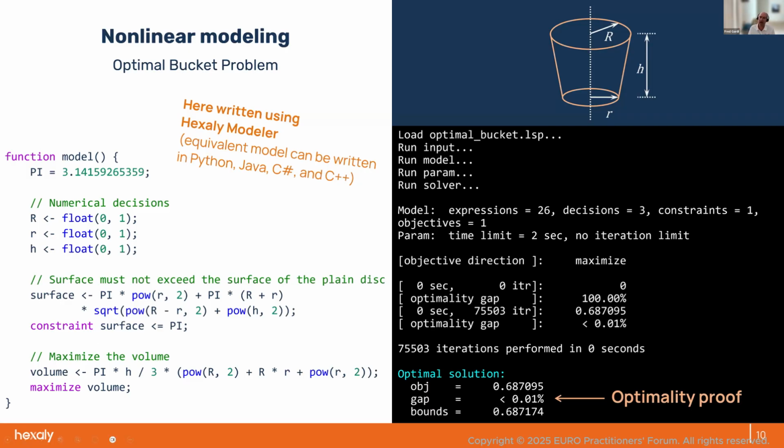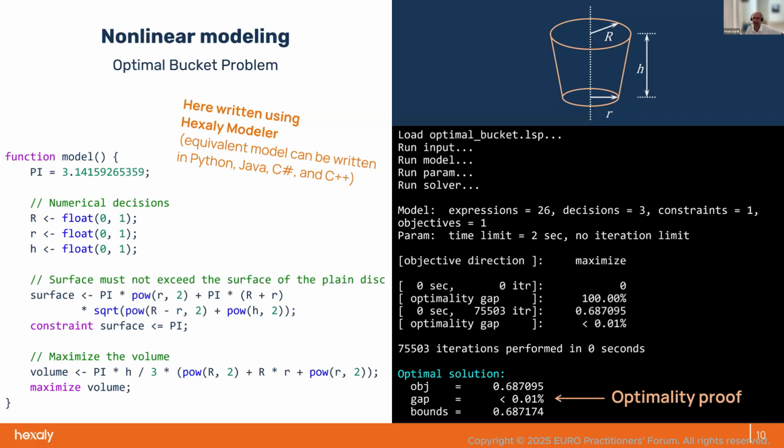I launch Hexaly. Here it's an easy problem for Hexaly. You have the optimal solution found in less than a second. You see the value of the objective function, which is the volume of the bucket, here 0.687095. And you have the bound here, an upper bound on the volume. The optimality gap is lower than 0.01%, so we stop the search. This is something you can parameterize if you want a finer precision.